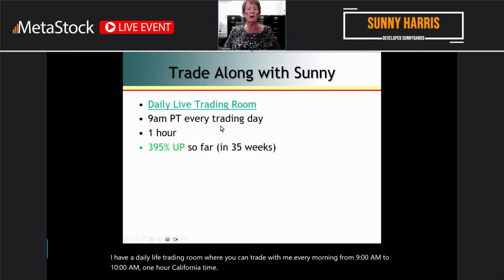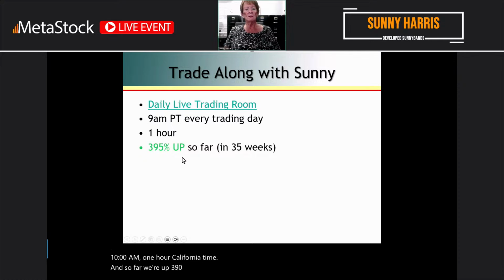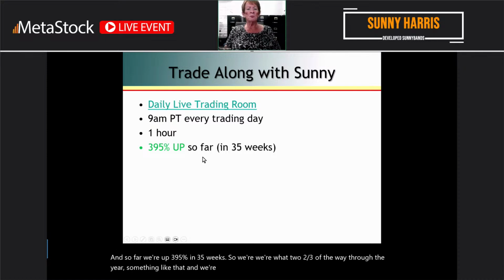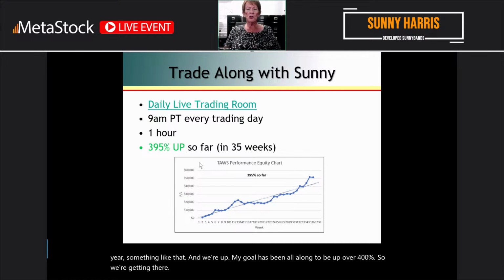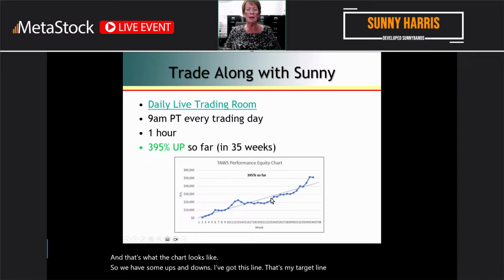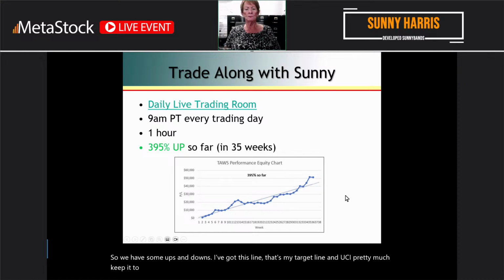And so far we're up 395% in 35 weeks. So we're, what, two-thirds of the way through the year, something like that. And we're up. My goal has been all along to be up over 400%. So we're getting there. And that's what the chart looks like. So yeah, we have some ups and downs. I've got this line that's my target line, and you see I pretty much keep it to that.